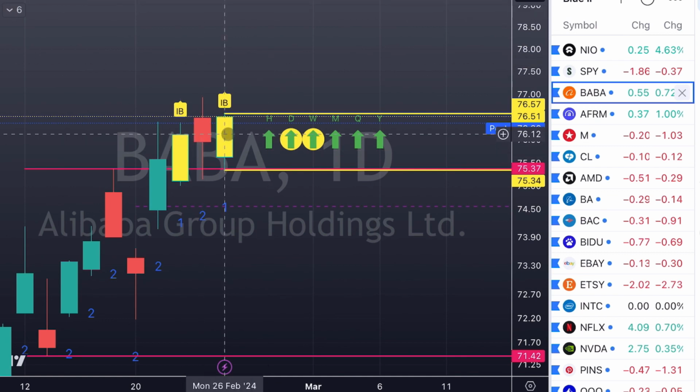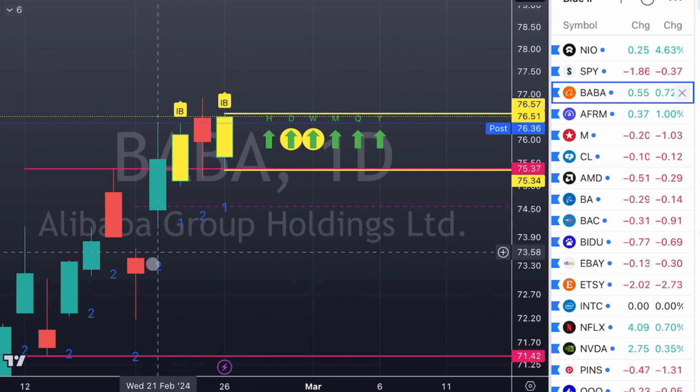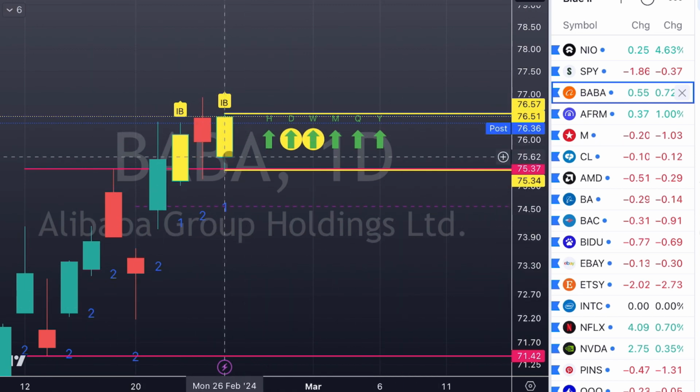So inside bars, or one bars, as you can see down here, these candlestick numbers, 1s, 2s, and there's 3s on there as well. This time frame continuity, the yellow inside bars, is part of my indicator. That link is in the description below, or it's part of the Griswold Gold membership.